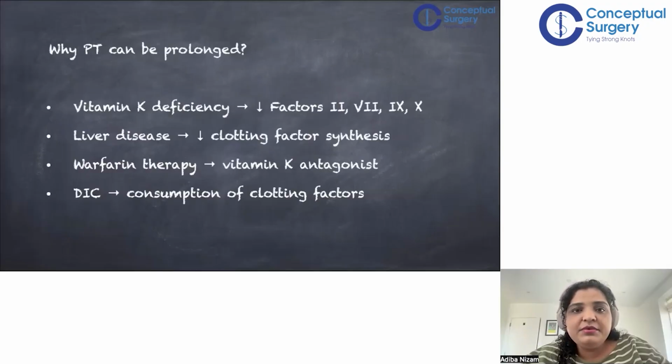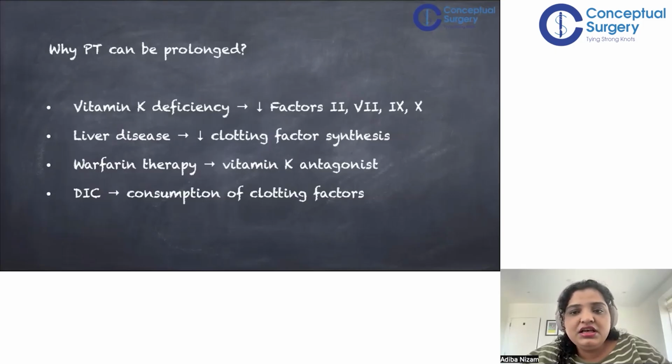We know that vitamin K is important for gamma carboxylation of the vitamin K dependent factors, which are factor 2, factor 7, factor 9, and factor 10. And these are the factors of the extrinsic and the common pathway. So, where we have deficiency of vitamin K and a consequent deficiency of these factors, prothrombin time can be prolonged.